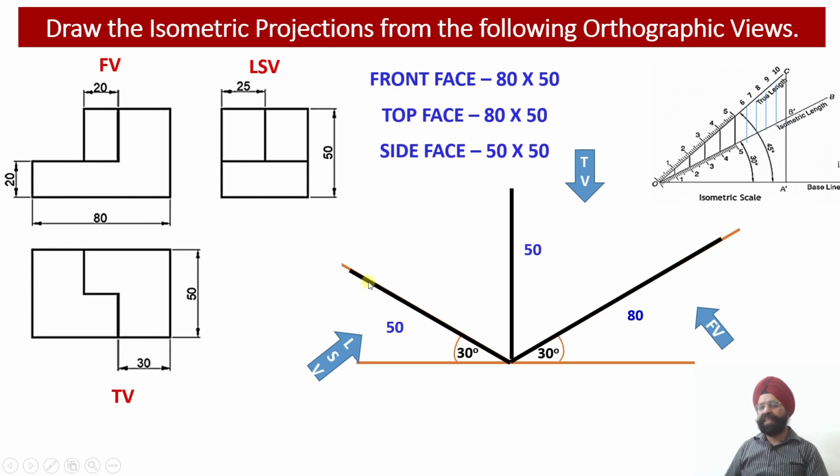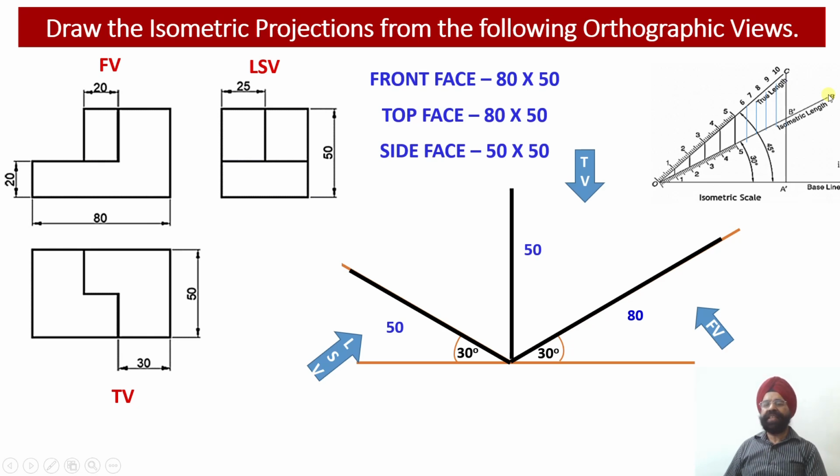So this way we know the orientation. Here along the x-axis I am going to draw the edge for 50. Along the y-axis the edge will be equal to 50, and along the z-axis the edge will be drawn equal to 80 millimeter. And now whatever dimensions are mentioned on this particular object in the three orthographic views, all these dimensions must be converted into the isometric lengths. Only then we can start with the construction of the isometric projections.